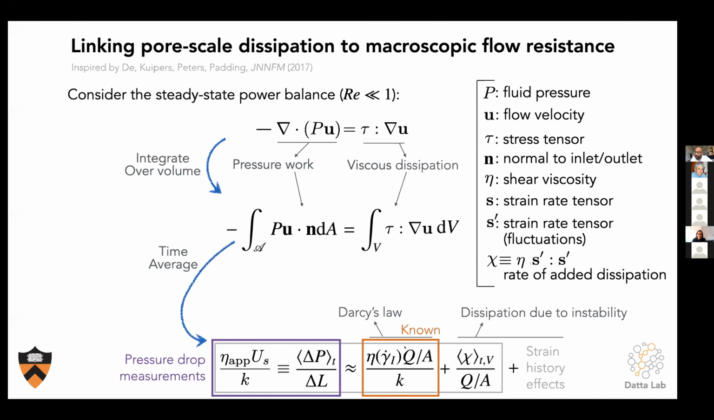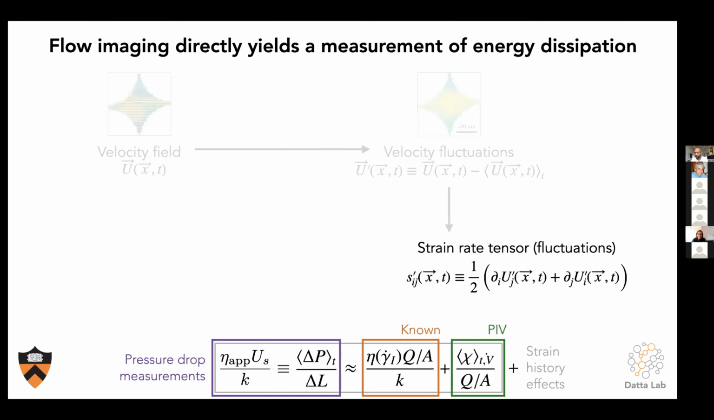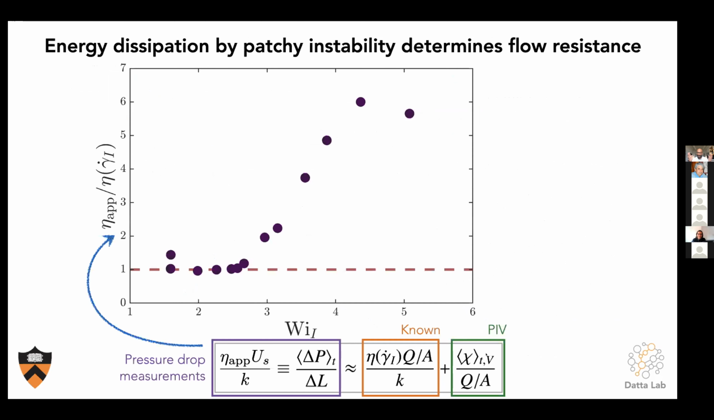One is your standard Darcy's law using the shear viscosity, right? So this is what you typically measure in stable flows, with an additional piece that reflects the additional viscous dissipation due to these chaotic flow fluctuations generated by polymer elasticity. And we can measure those because we can do PIV of the flow, right? We can measure the velocity field, quantify the velocity fluctuations, calculate what the strain rate tensor is, and calculate the viscous dissipation that results. And so, long story short, here are the data.